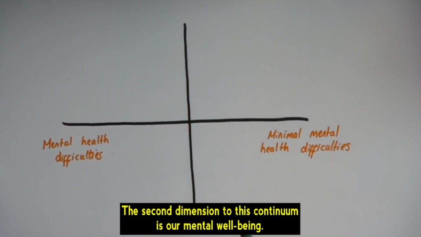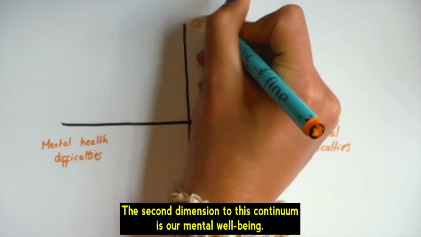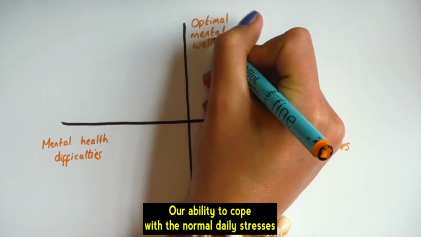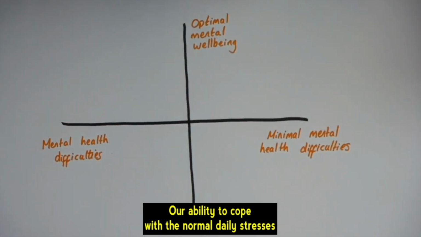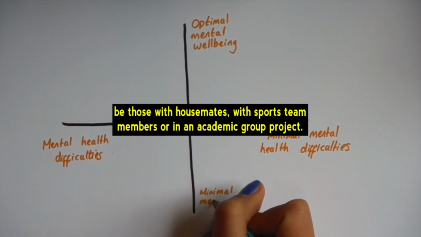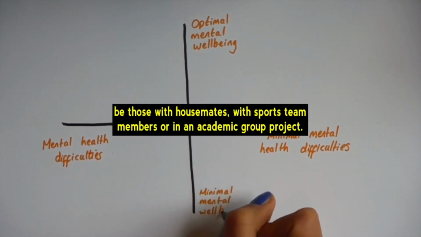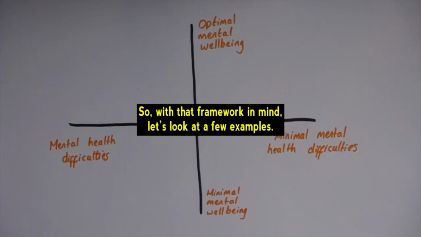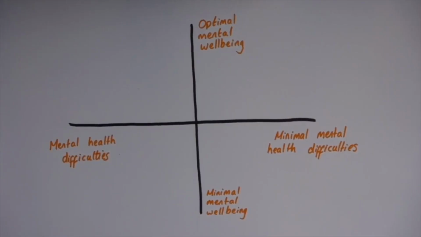The second dimension to this continuum is our mental well-being. Well-being refers to how we are generally feeling about life, our ability to cope with the normal daily stresses, to be productive and to contribute to relationships, be those with housemates, with sports team members, or in an academic group project. So with that framework in mind, let's look at a few examples.